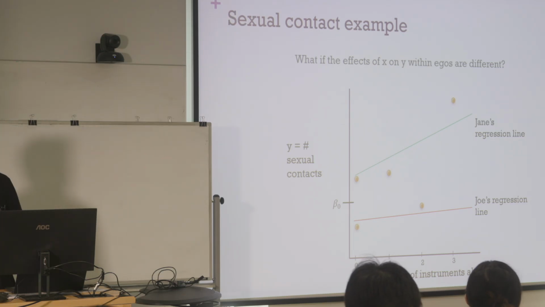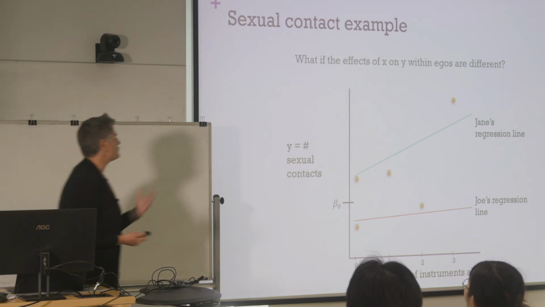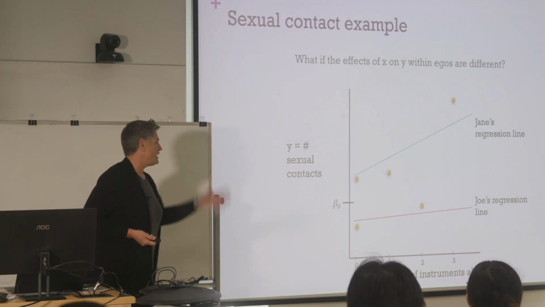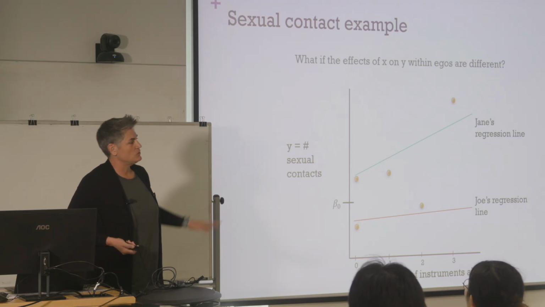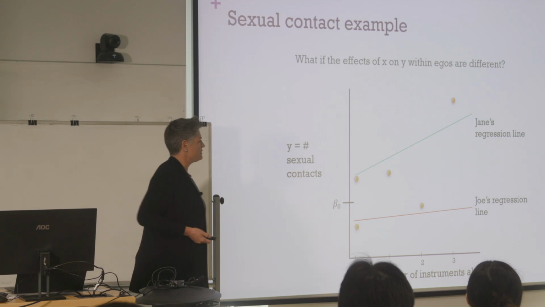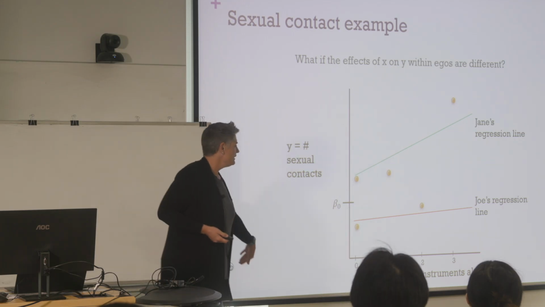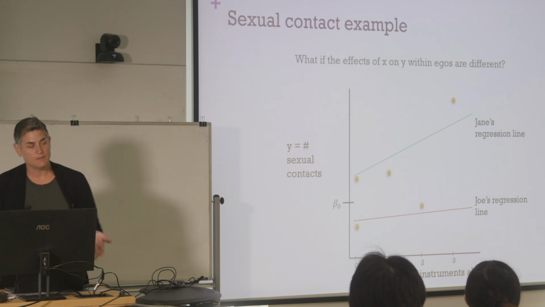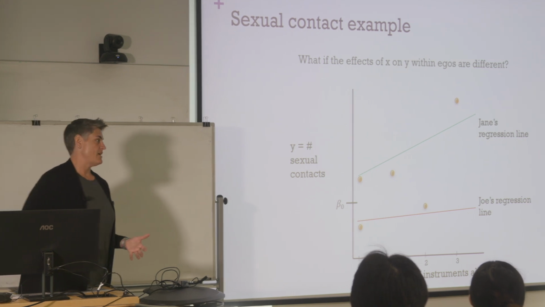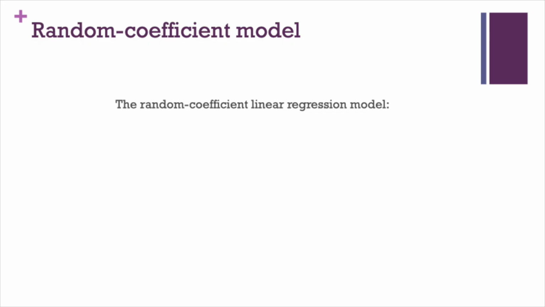Okay. So what if the slope is different, right? So maybe for Jane, how many instruments their alters play is super motivating and super important in terms of how much sex they're having with their alters. But for Joe, it matters less, right? So we might want to explicitly model this kind of clustering or dependence as well. So we're going to do that with the random coefficient. And so again, we're just splitting up piles of variance here.